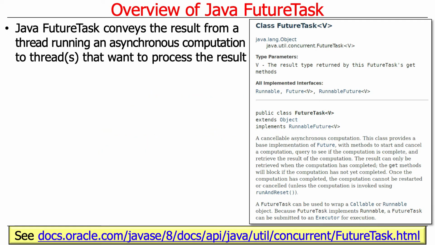So FutureTask is a very interesting class. It's an implementation of Future, which you can see if you take a close look here. You can see that FutureTask implements Future, it implements Runnable, and it implements RunnableFuture. So actually, RunnableFuture implements Runnable and Future, and therefore, FutureTask implements Runnable and Future indirectly through RunnableFuture. It's a bit of a mouthful, but you'll see how this all works out in a second.